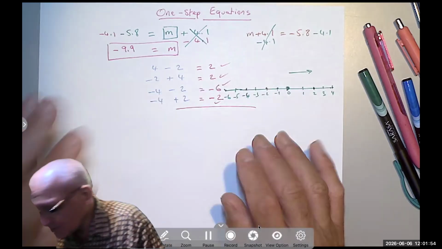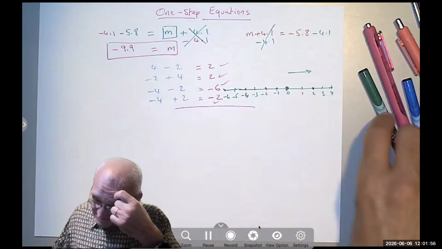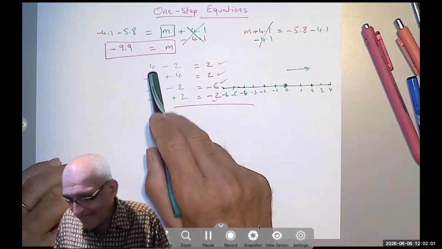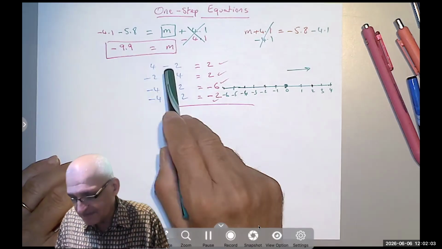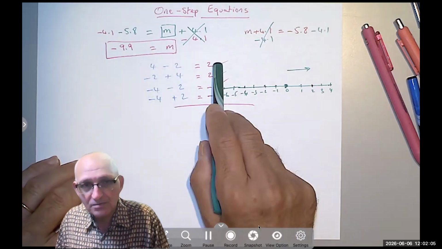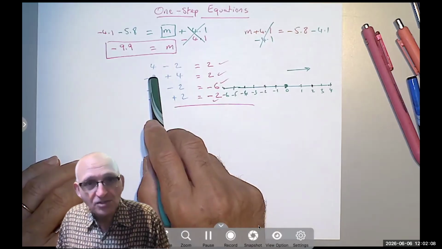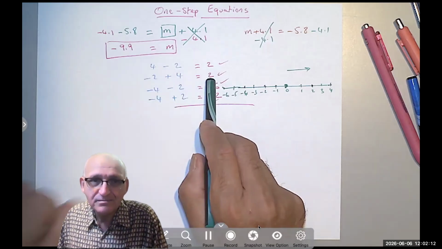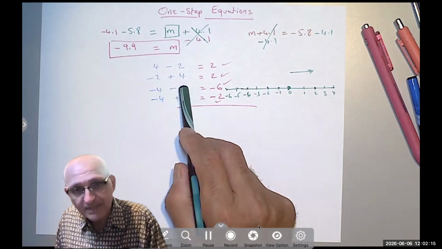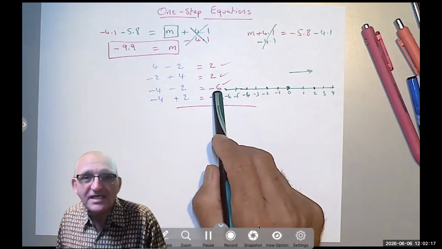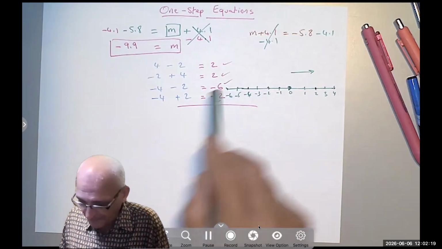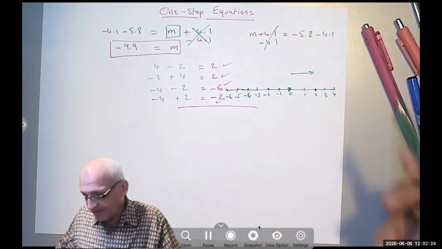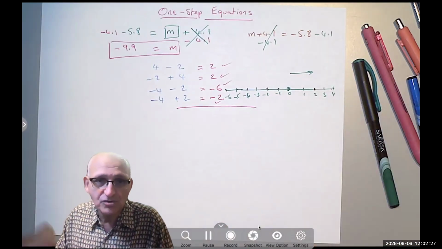Okay? Or you can think of it from the point of view of money. I earned $4 and I spent 2, so I'm left with 2. I spent $2 and then I got $4, so I end up having 2. I spent 4 and then I spent 2, meaning my money has decreased by $6. I spent 4 and then I received 2, so I find my money has decreased by $2.